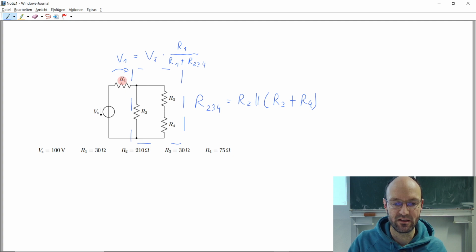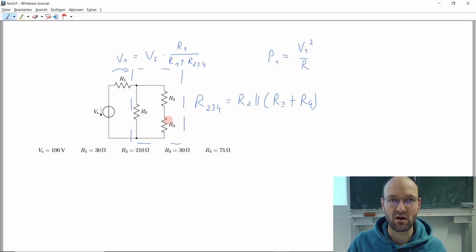Then if we know this voltage, how do we get the power? Okay, power in the first resistor would be V1 squared over R. So then next question is, how do we get the other powers or voltages in the other resistors? We can use a second voltage divider, for example. So maybe to calculate this voltage here, V2. So how would we get V2?